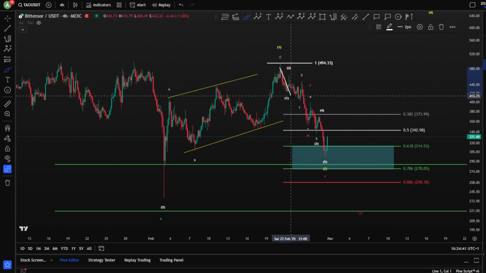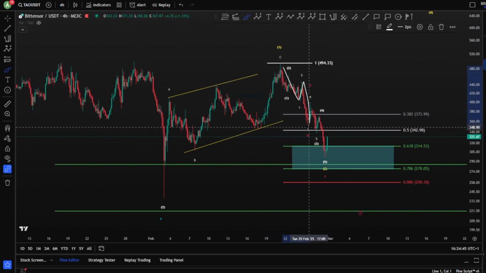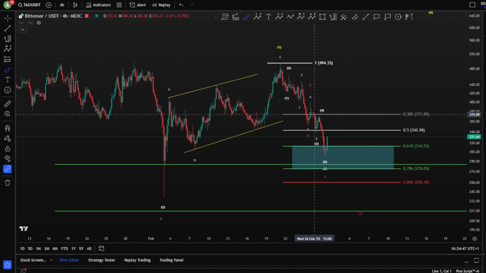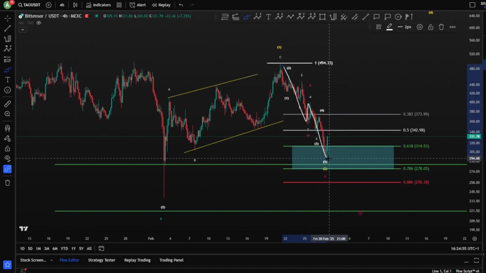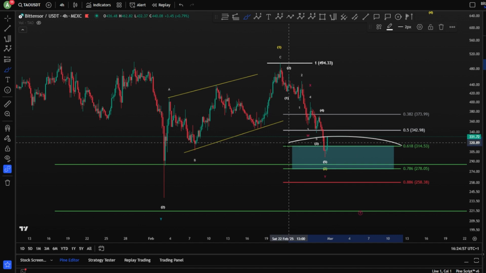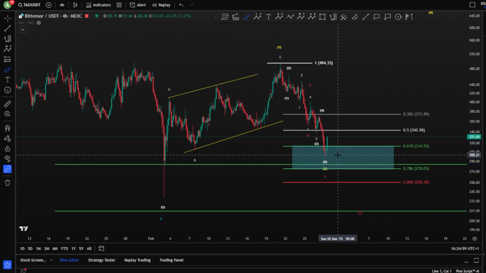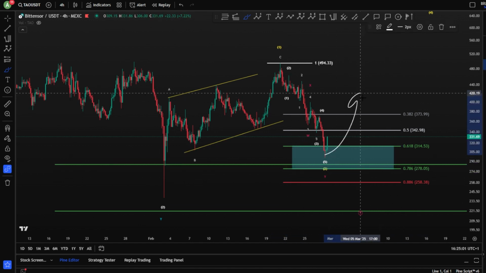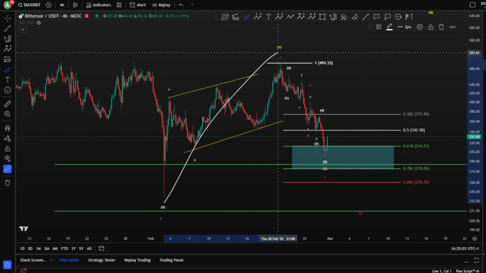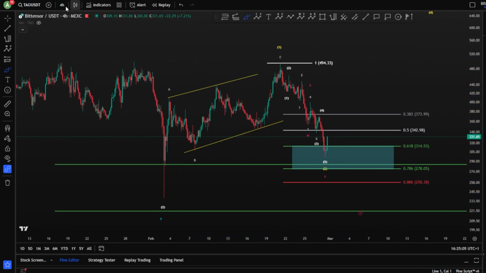A wave 2, as you have here probably, and a wave A, B, and a C correction, and then an A, B, and a C after a shallow wave X here. So it can probably be a WXY here, hitting perfectly the 0.618, 0.786, and moving higher in a 1, 2, and then 3, 4, and a 5.